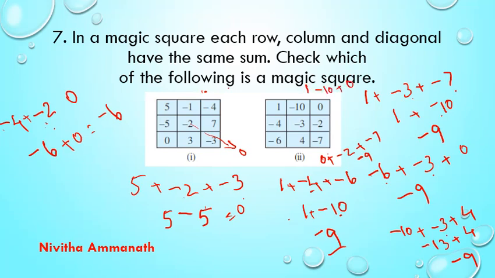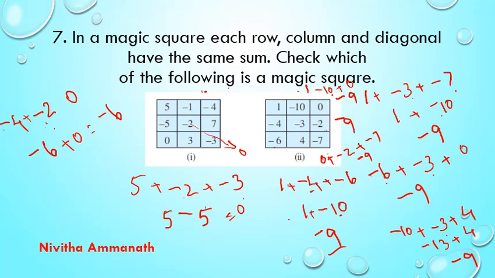So this is a positive integer, this is a negative integer. How to add? You have to find the difference. 10 minus 1 is 9. Then put the sign of the greatest integer, so it is minus 9. Next, minus 4 minus 3 minus 2. So all are negative integers. So you have to add all the 3 and then put the sign of negative. So 4 plus 3 is 7, 7 plus 2 is 9.